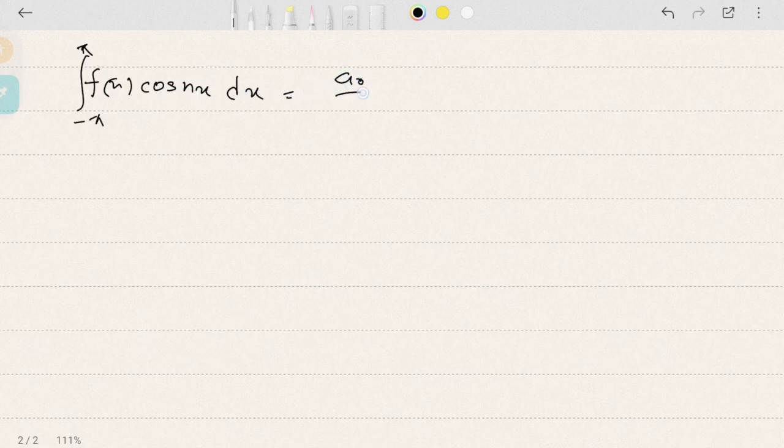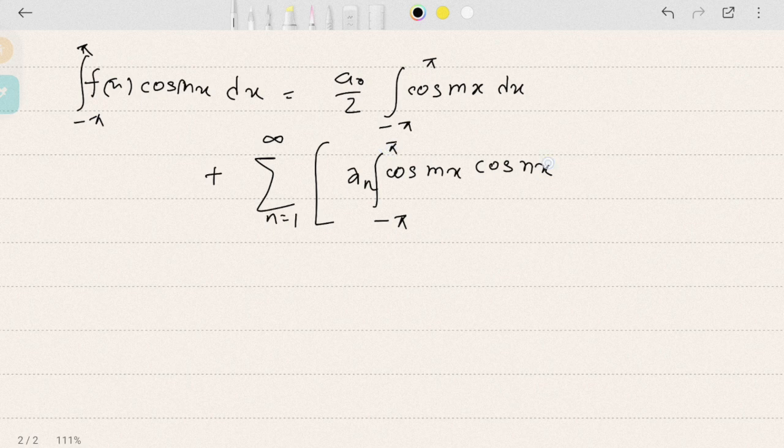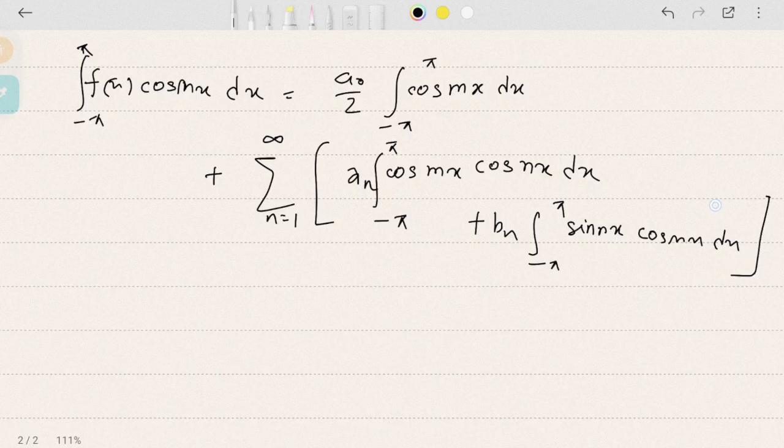a naught by 2 cos, this is m, plus n x cos mx and cos nx, and multiply here, integrate here from minus pi to pi dx, and the plus bn sin nx cos mx dx. So this integral will be 0. This is also standard.